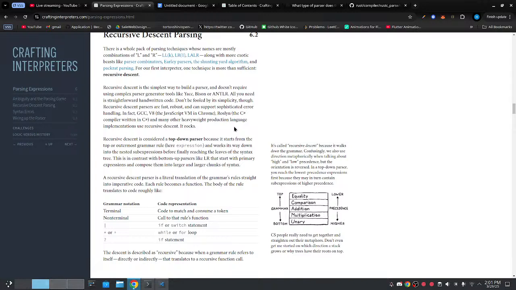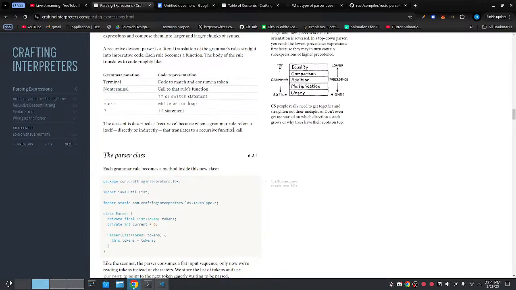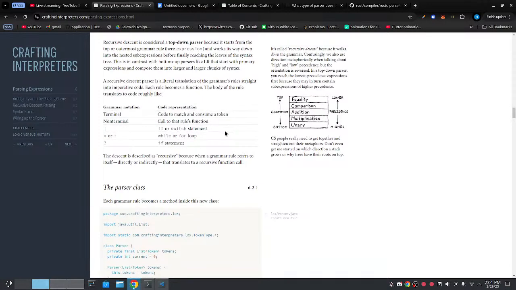It's considered a top-down parser because it starts from the top, the outermost grammar rule, here expression. Okay. It works its way down into the nested subexpressions before touching the leaves of the syntax tree. This is in contrast with bottom-up parsers like LR that start with primary expressions. A recursive descent parser is a literal translation of the grammar's rules straight into imperative code. Each rule becomes a function. The body of the rule translates to code roughly like this.